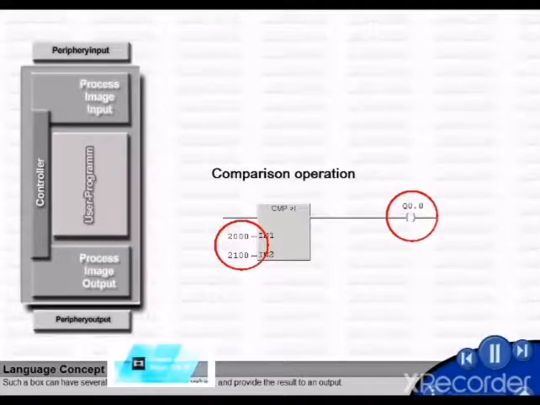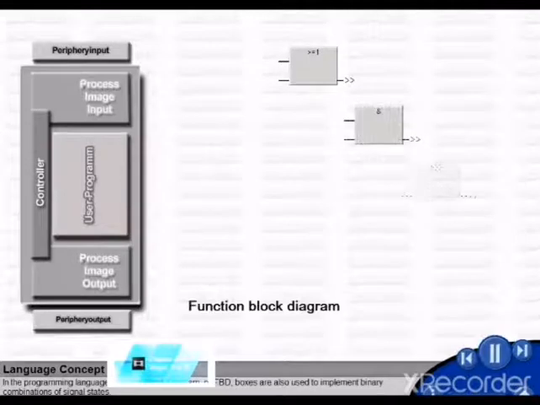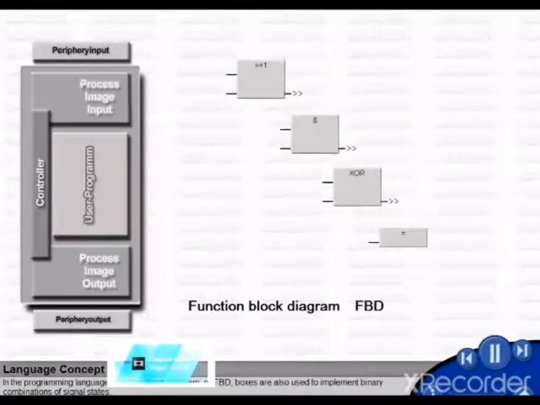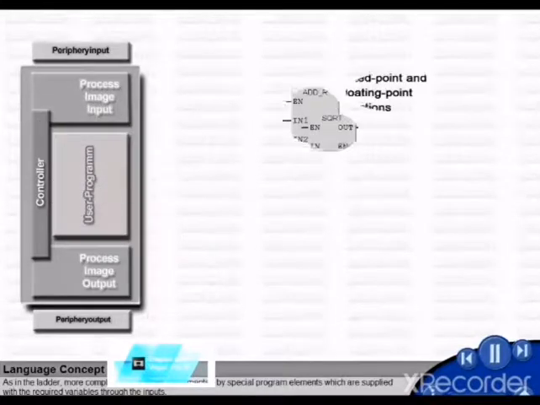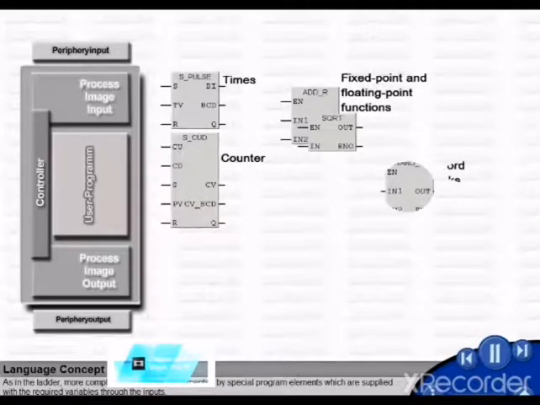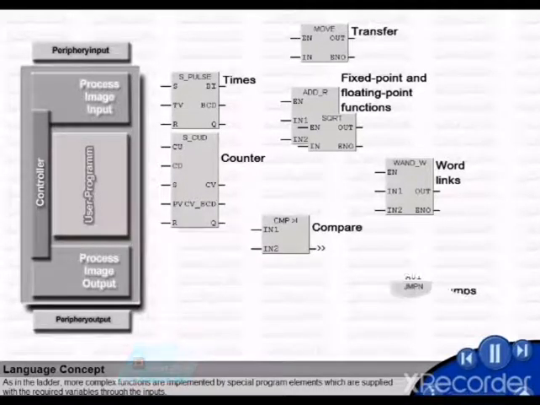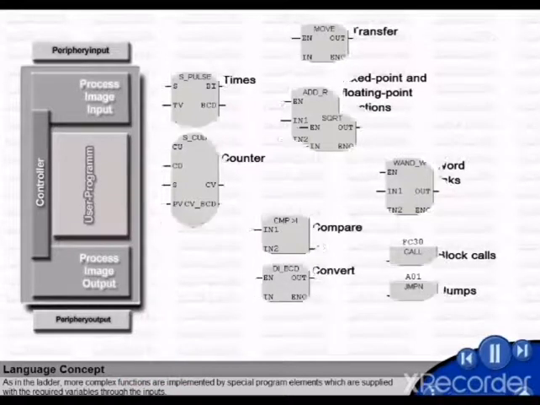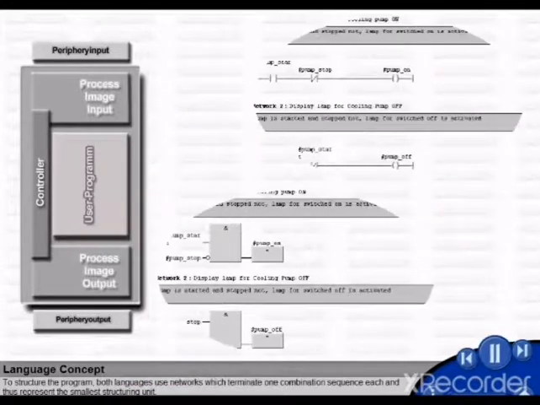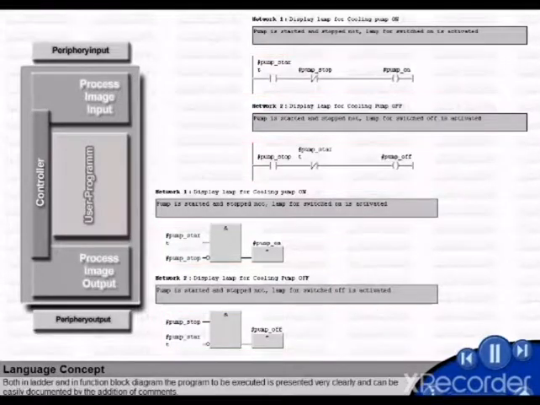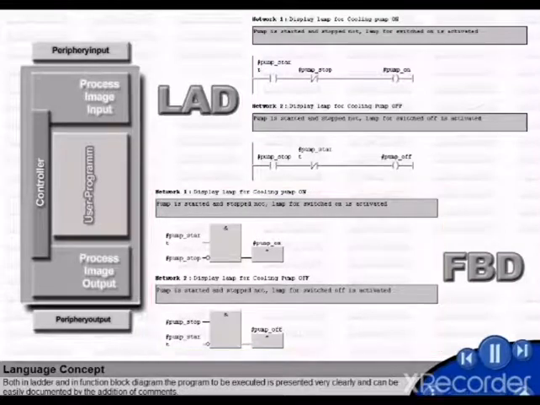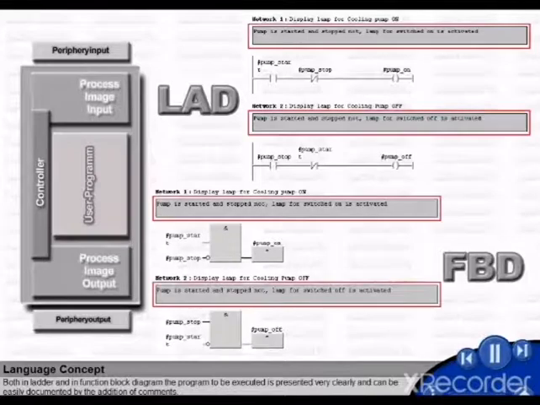In the programming language function block diagram, or FBD, boxes are also used to implement binary combinations of signal states. As in the ladder, more complex functions are implemented by special program elements which are supplied with the required variables through the inputs. To structure the program, both languages use networks which terminate one combination sequence each, and thus represent the smallest structuring unit. Both in ladder and in function block diagram, the program to be executed is presented very clearly and can be easily documented by the addition of comments.